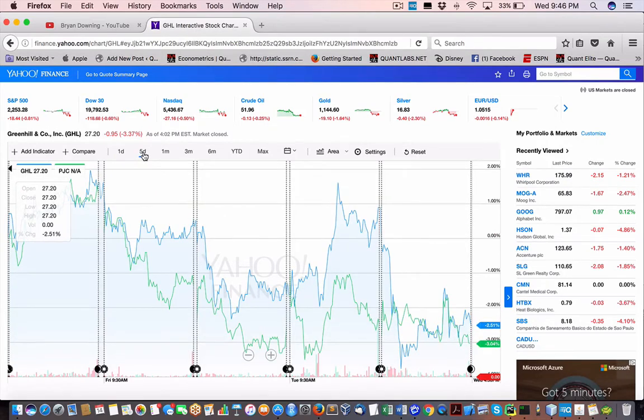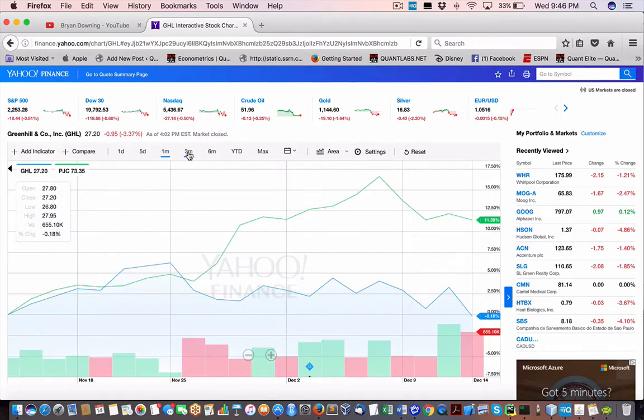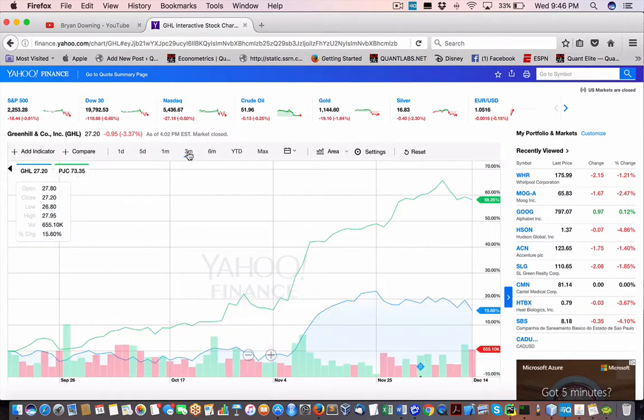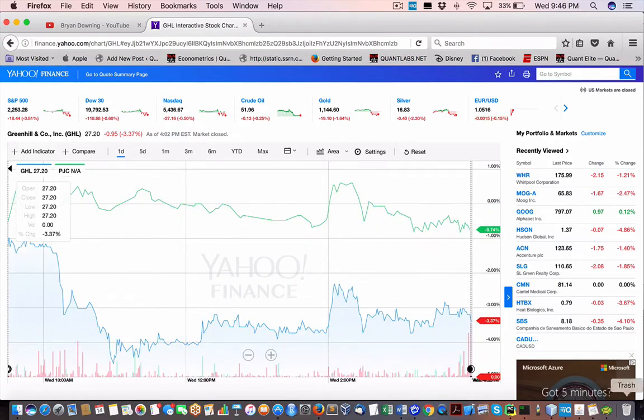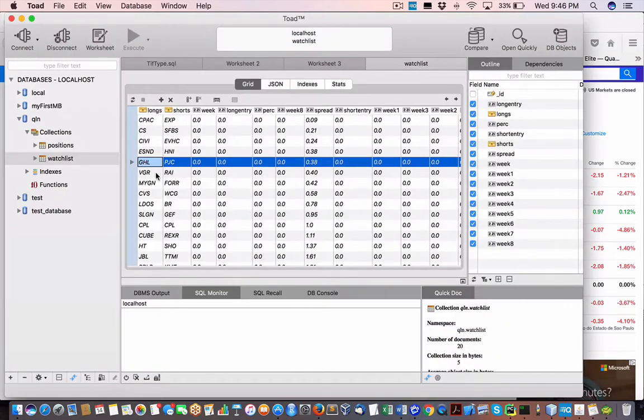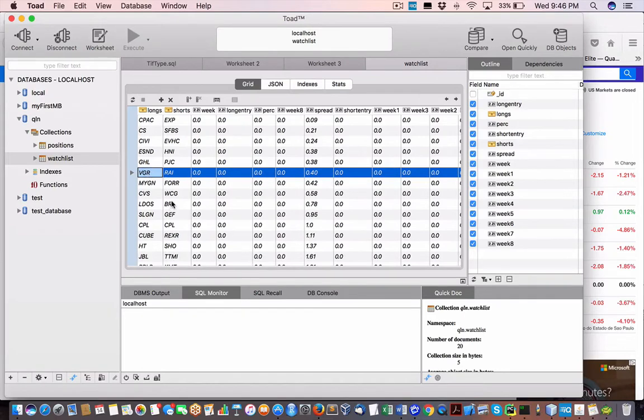So green is the short, long is blue. So here, that would have been a 5 day. So it could have come in here. Dispersion could have been just a little bit, 1.6%. 1 month, that wouldn't have worked out. That wouldn't have worked out. So it seems in this case the intraday seems to be more positive.